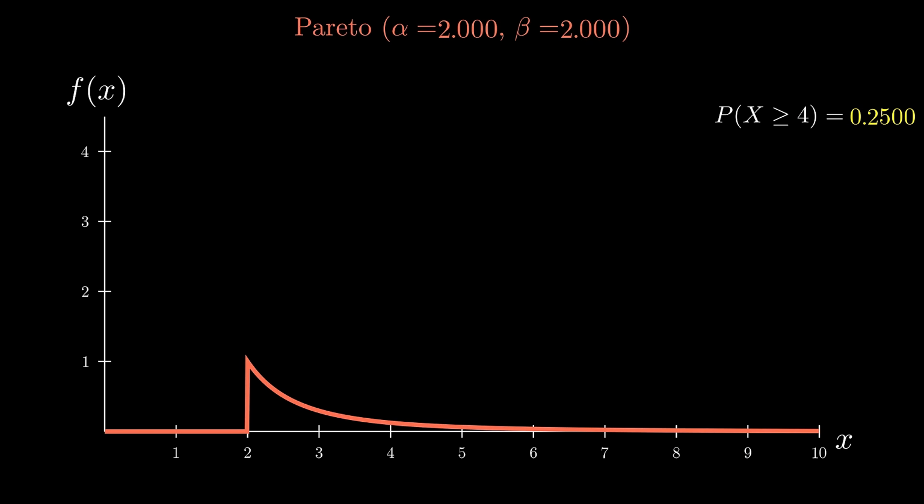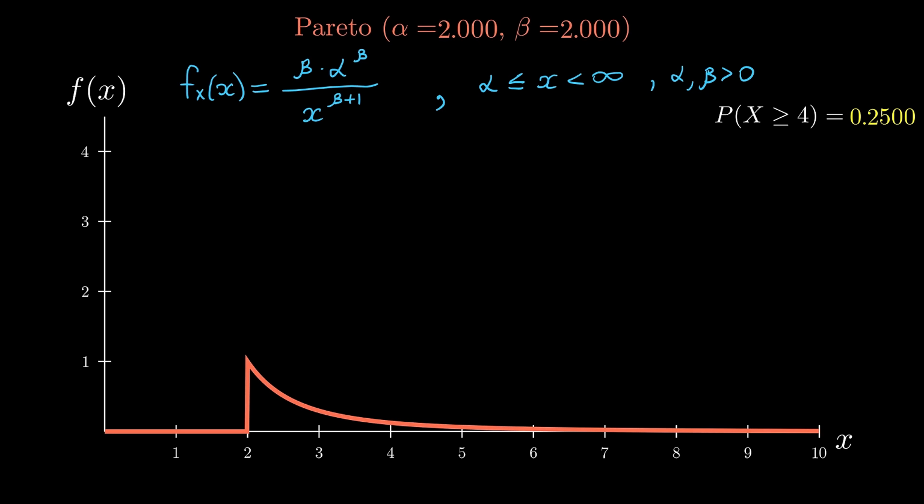Our starting point will be the Pareto 2-2 distribution, and here's what that looks like. Now let's take a moment to connect the visual to the math. The PDF of the Pareto distribution, we said, is beta times alpha to the power of beta over x to the power of beta plus 1. And the support of this distribution is the interval from alpha to infinity, where alpha and beta both have to be greater than 0.